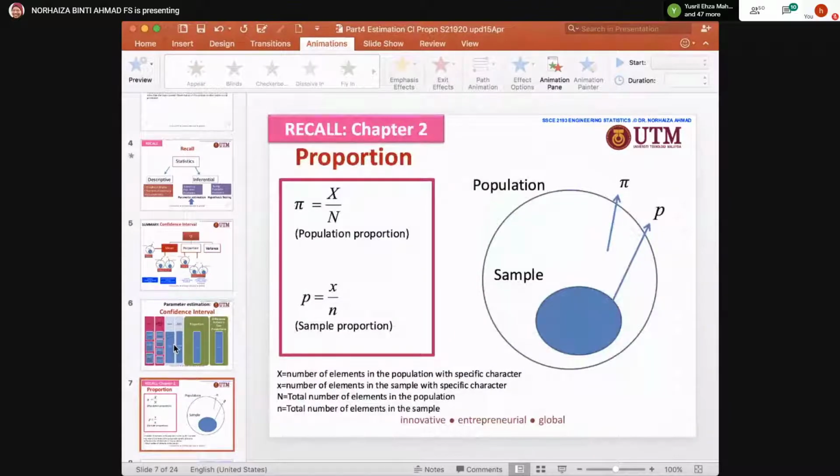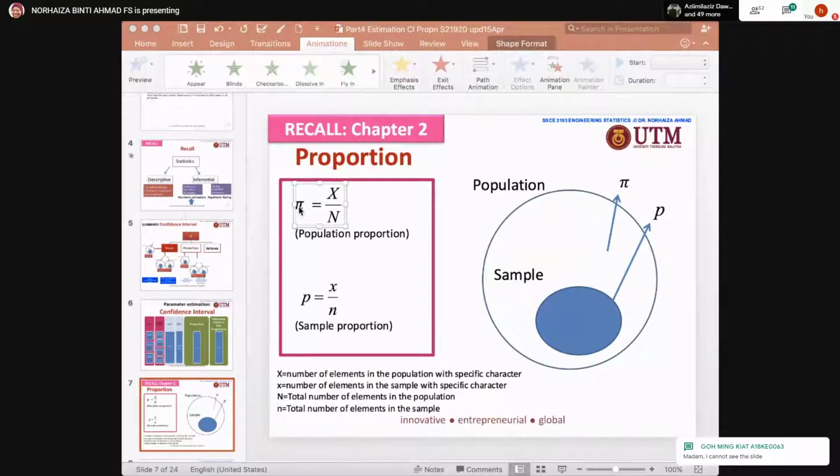So before we go further, I'd like you to remember that for proportion, it is important to understand the definition of the proportion. Proportion can be of any kind. It depends on the characteristic that you're investigating. In general, proportion is the ratio between the number of observations with a certain characteristic over the overall population size. And if you have a sample proportion, this means the number of elements with a certain characteristic over the sample size.